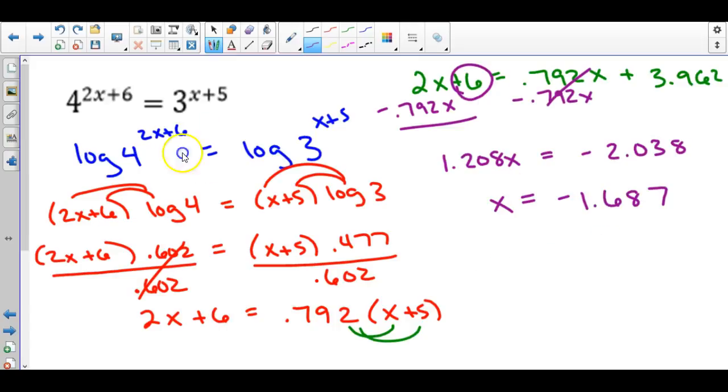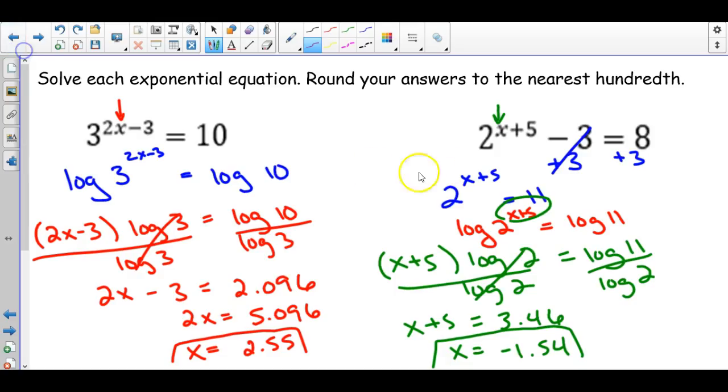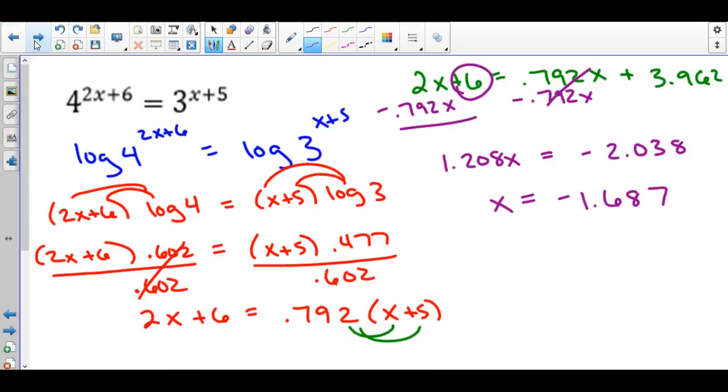So in this case, this problem was different because we had exponential expressions on both sides. And what I actually did was log and get the decimal equivalent of these values. Whereas in the last problem, we ended up just dividing by the log on both sides first. So this one had a little bit more work to it.